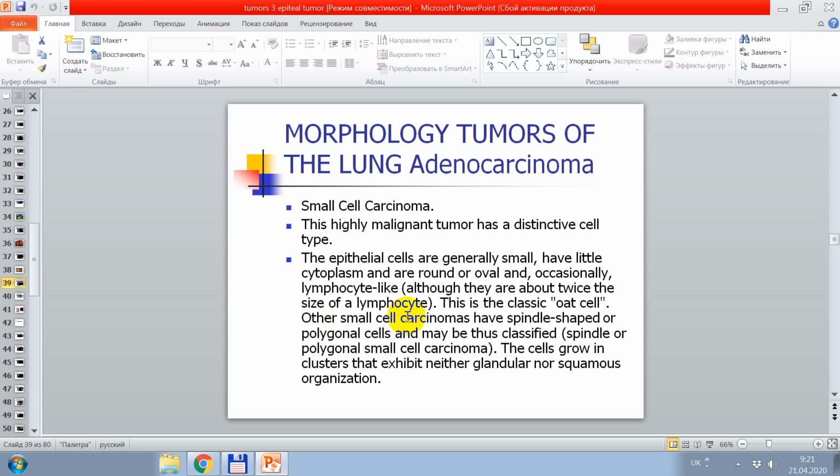This is a classic oat cell. Other small cell carcinomas have spindle-shaped or polygonal cells and may thus be classified as spindle or polygonal small cell carcinoma. The cells grow in clusters that exhibit neither glandular nor squamous organization.